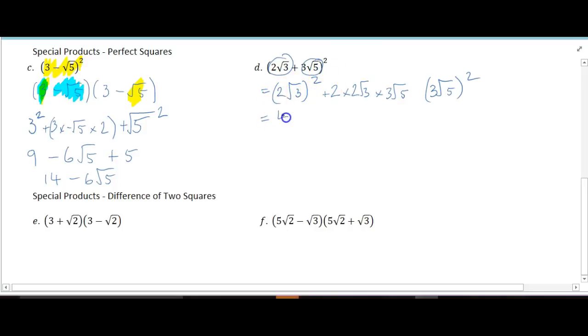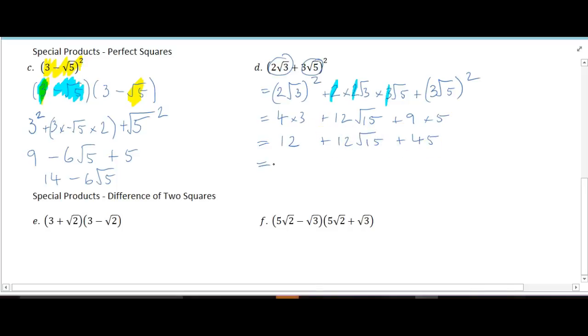So 2 squared is 4, and root 3 squared is just 3. Again, 2 times 2 root 3 is 4, so we're timesing the coefficients here. 2, 2, and 3 are the coefficients. So that becomes 2 times 2 is 4, 4 times 3 is 12. And then our surds multiply together as well, so root 3 times root 5 is going to be root 15. Finally, at the end, we've got our 3 root 5 all squared. Again, 3 squared is 9, and root 5 squared is just 5. Simplifying that down, we get 12 plus 12 root 15 plus 45.